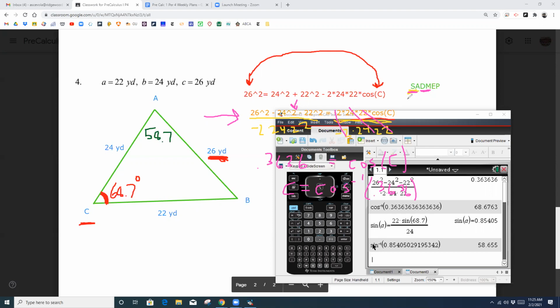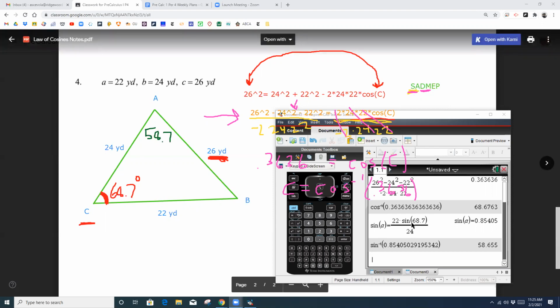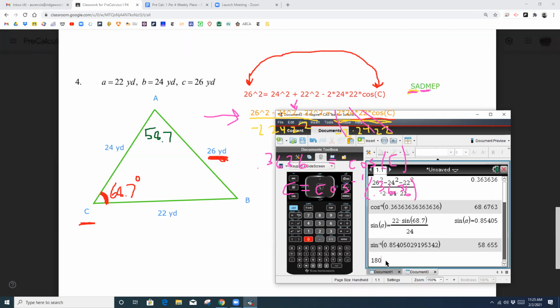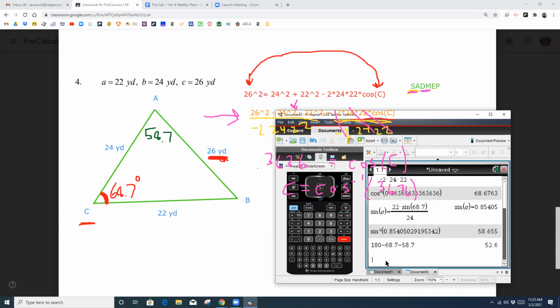So, all right, cool. Now we finish up by finding that third angle by doing 180 minus 68.7 minus 58.7, and we get 52.6. And that would be the measure of this angle here, 52.6 degrees. And there you go. That's how you solve a triangle.